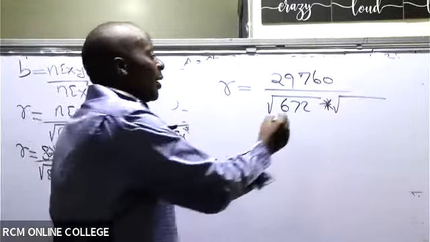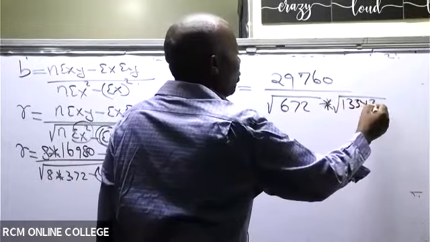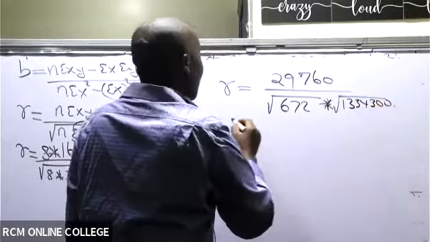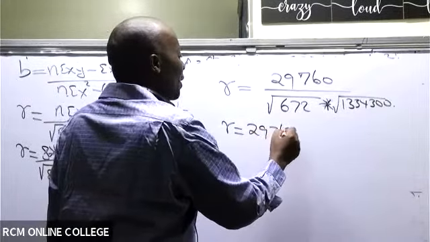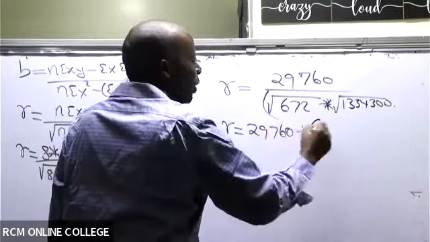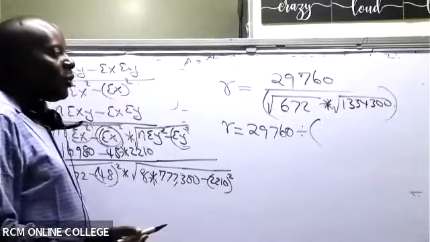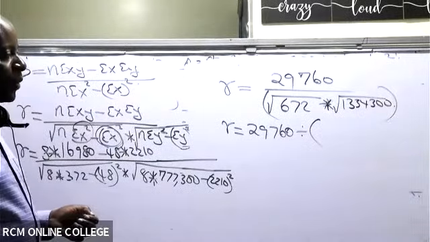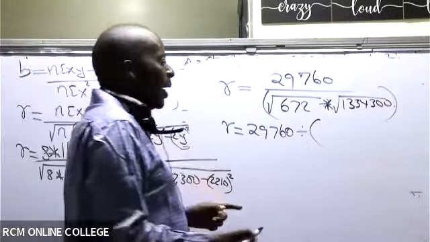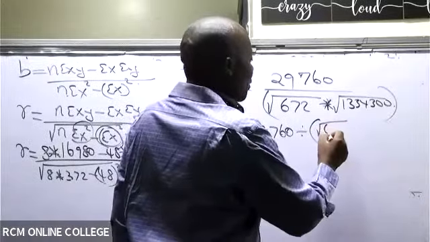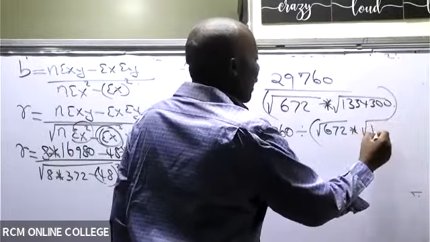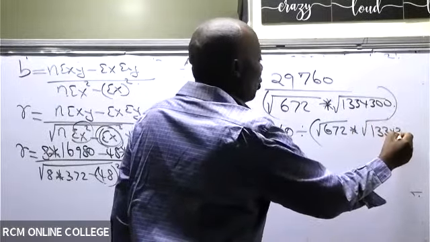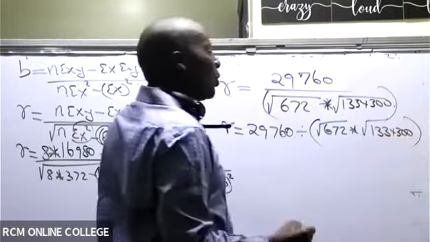1,334,300. So in your calculator, to get this R, you say 29,760 divided by, open bracket, to take care of it, because there are two terms. You must always open brackets. So you say 29,760 divided by, open bracket, square root of 672 times square root of 1,334,300, and then close bracket, and then equals.